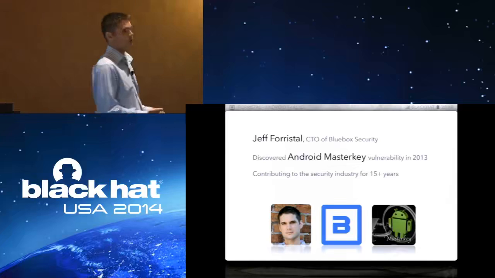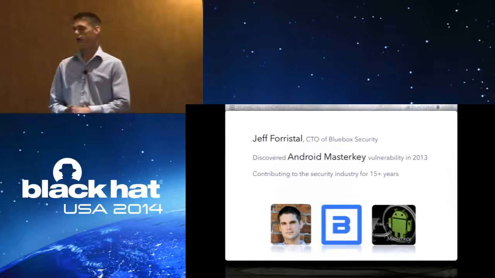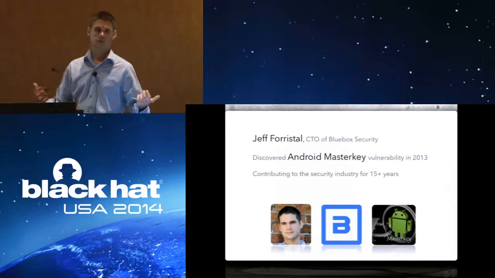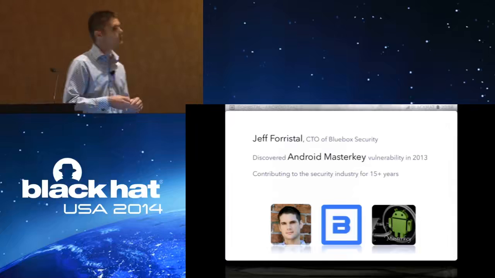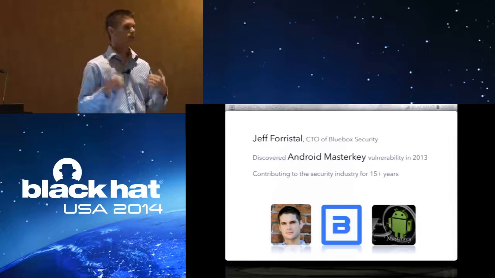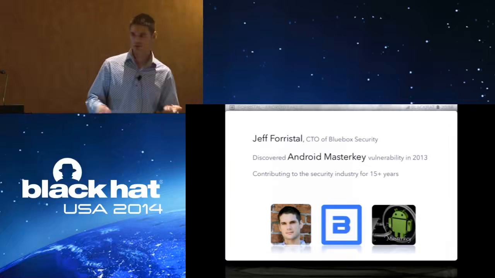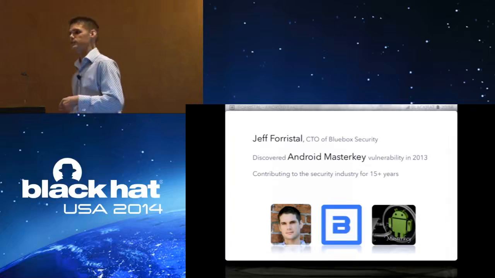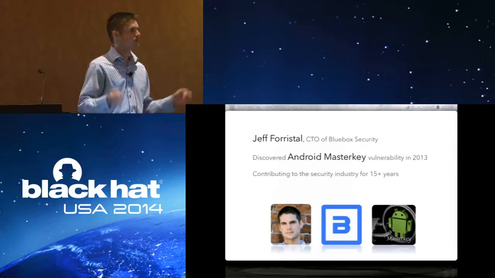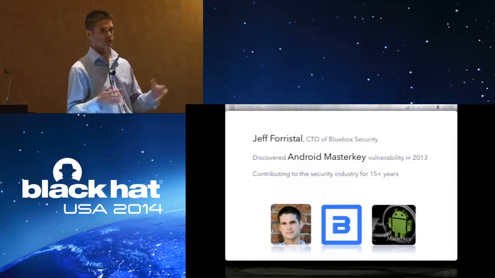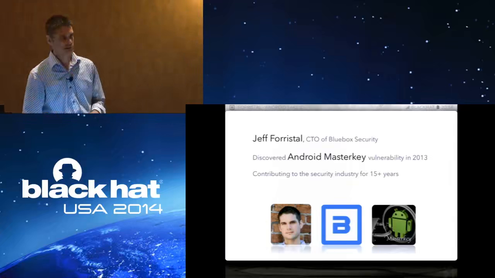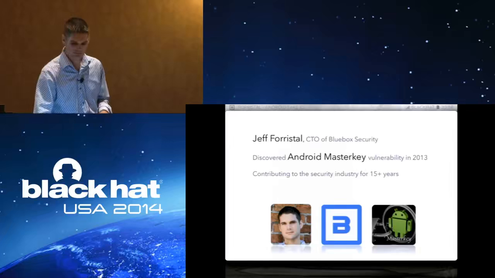So my name is Jeff Forristal. I'm the CTO of Blue Box. We're a mobile security company. We're the same company that discovered the master key vulnerability last year here at Black Hat. And me personally, I've been contributing publicly to the security industry for 15 years, and I've been doing security work even longer than that. So there are some old school folks in the crowd who may remember me from my shiny shirt days and SQL tampering and all that silliness. I've certainly been doing fun things like this at Black Hat for quite a while.